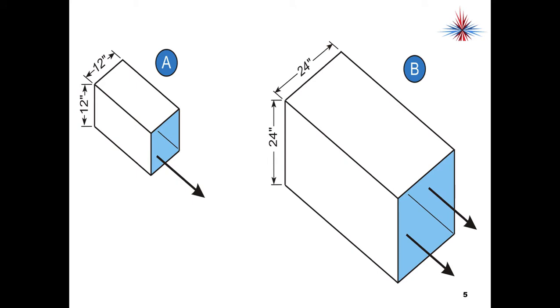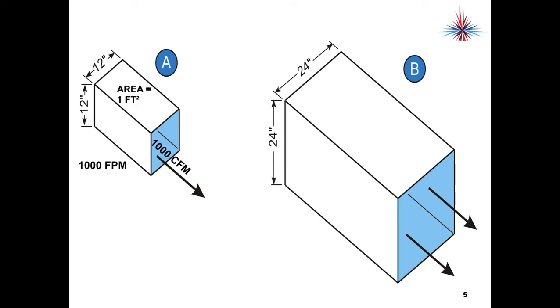Okay, so now we have two different ducts here. We have A, which is a 12 by 12. We have B, which is a 24 by 24. The area of duct A is 1 square foot, because 12 by 12 is 144 square inches, divided by 144 to take it from inches to feet. And now I have 1 square foot. If I have 1 square foot with 1,000 feet per minute of air, I am going to get 1,000 CFM. You see how that works? 1 times feet per minute.